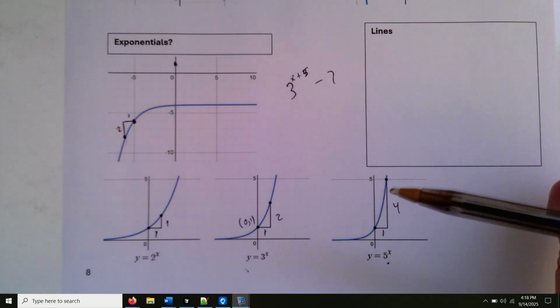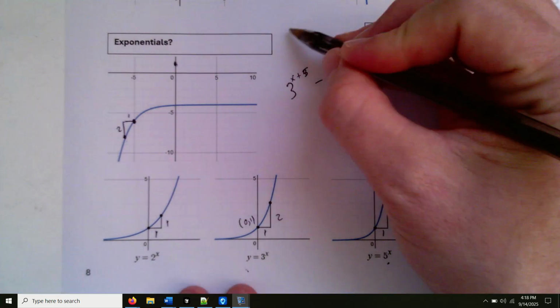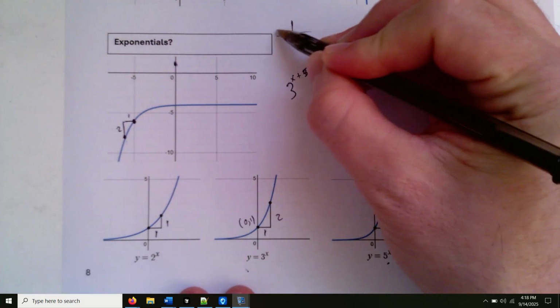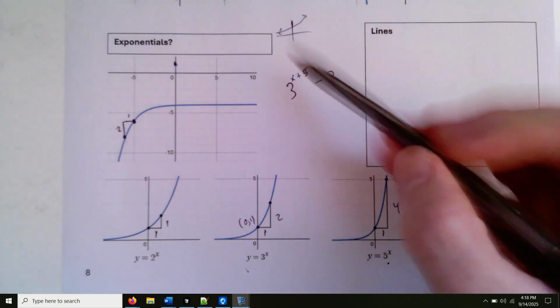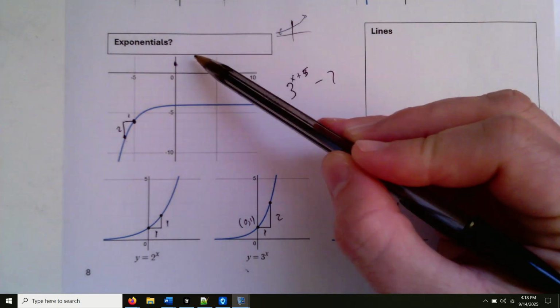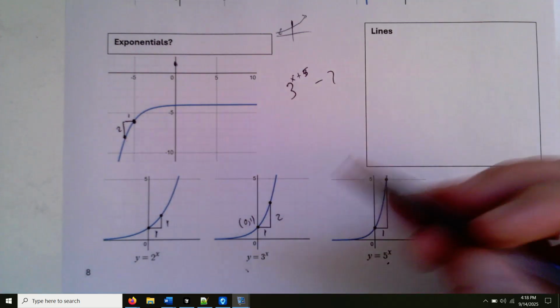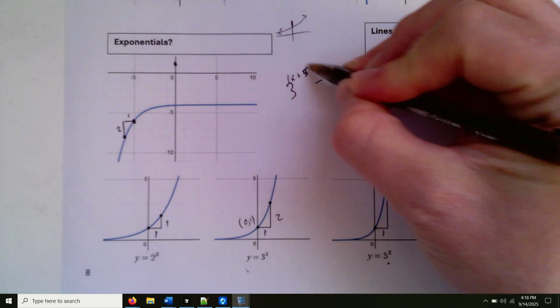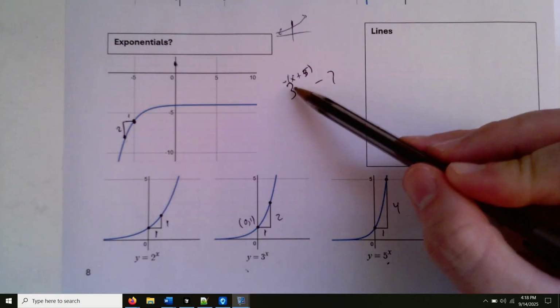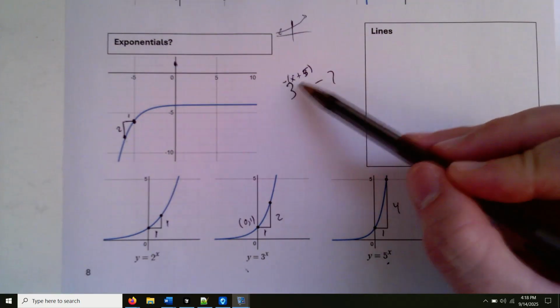Let's look for reflections. So an ordinary 3 to the x graph looks like this. You can see that the long horizontal tail goes out to the left. This long horizontal tail goes out to the right. So I know it's been horizontally reflected. So I can horizontally reflect on the inside like this.